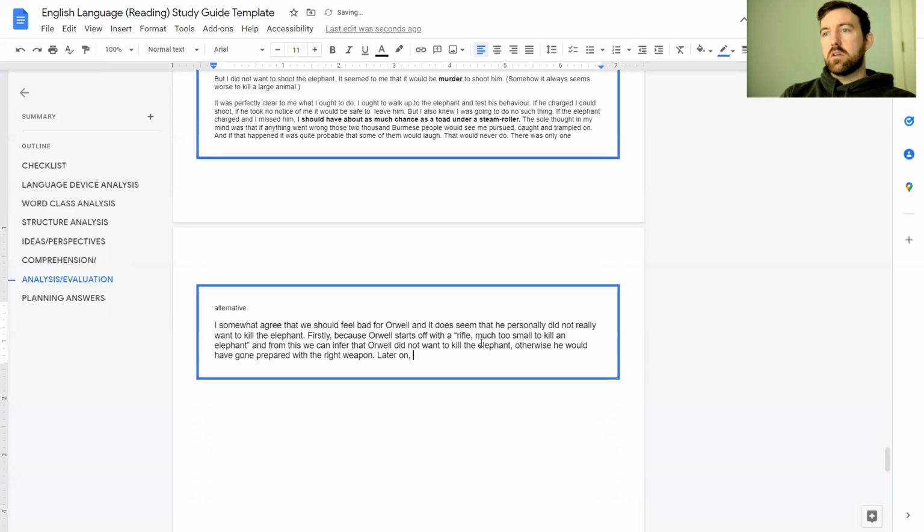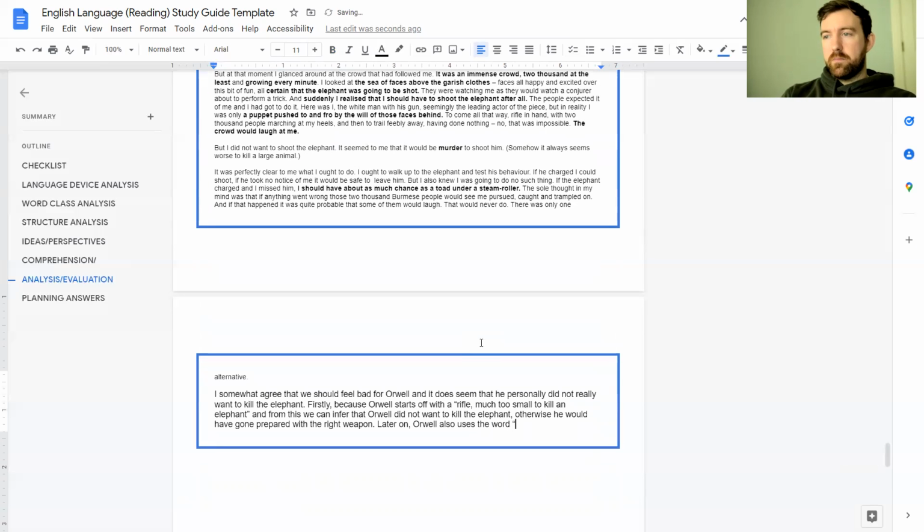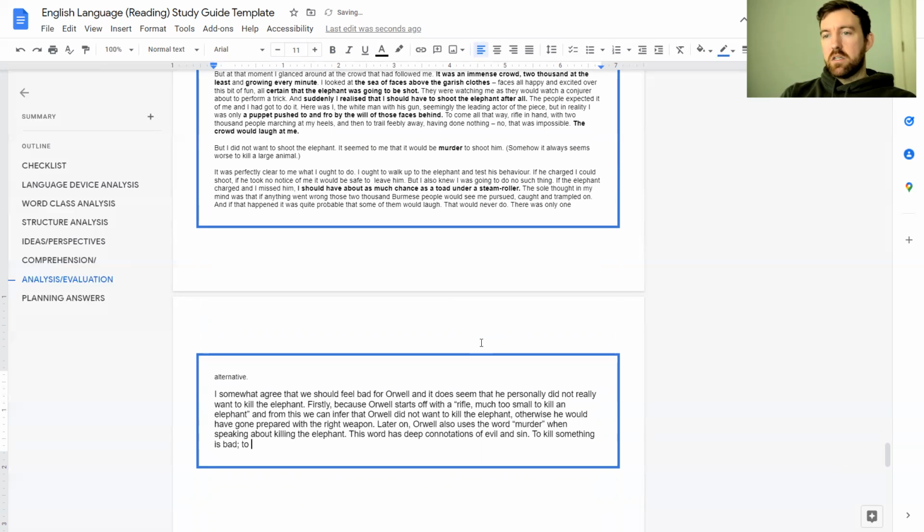Later on, Orwell also uses the word murder when speaking about killing the elephant. This word has deep connotations of evil and sin. To kill something is bad. To murder has undertones of a true crime against the victim.